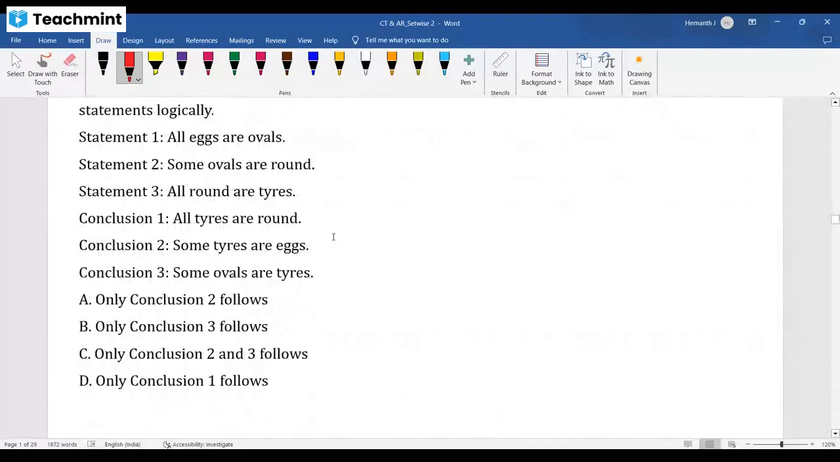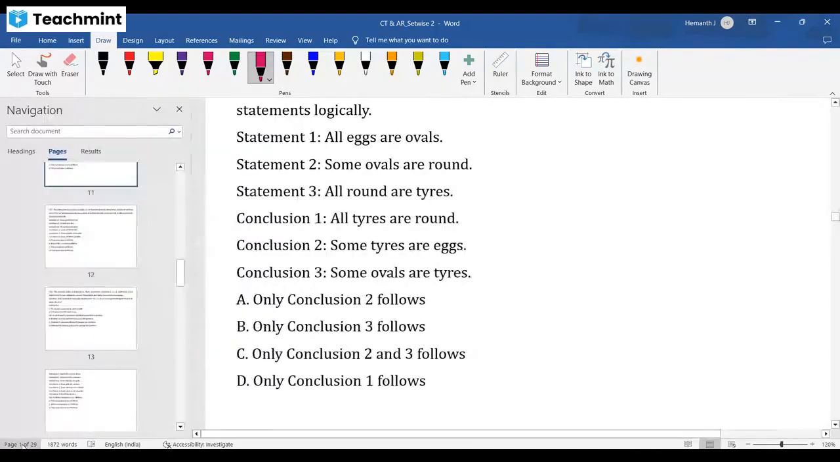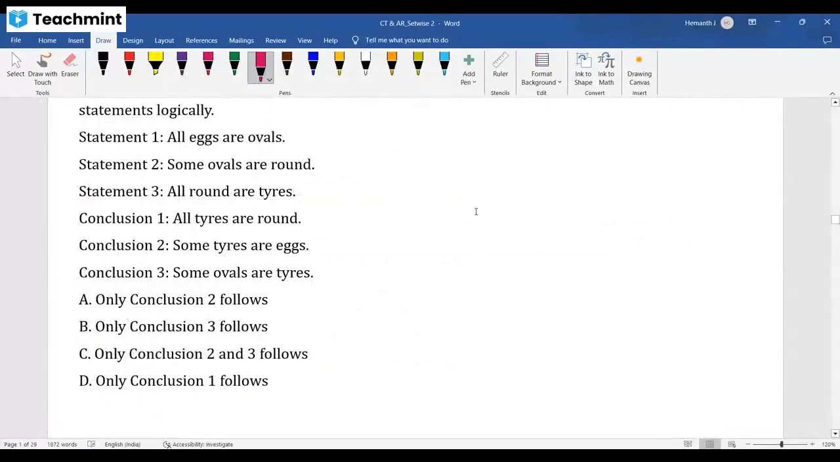Now see this question, a syllogism question. All eggs are ovals, some ovals are round, all round are ties. These are the statements. Your job is satisfying the statements, draw the diagram, and see which conclusion holds correct.